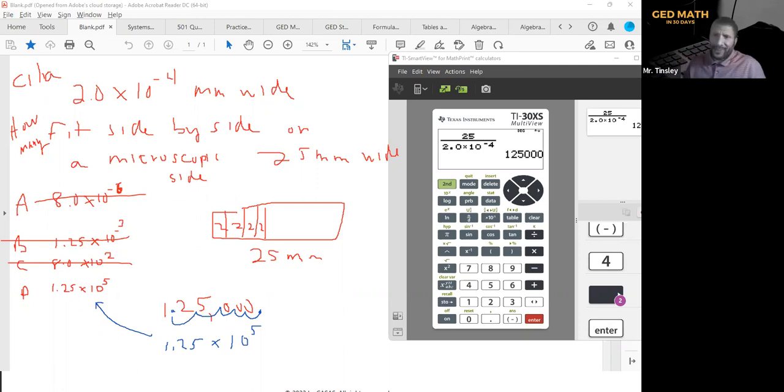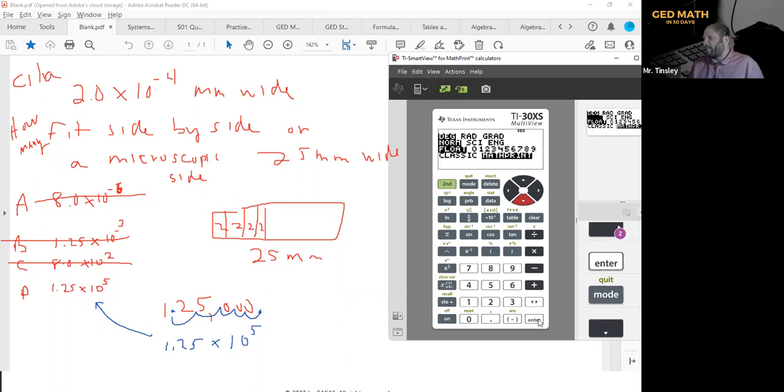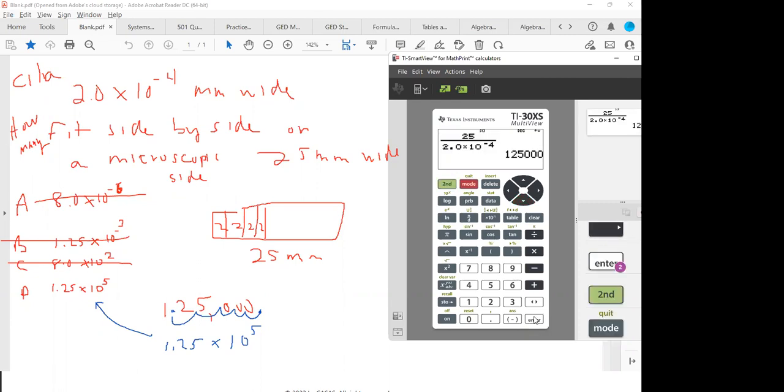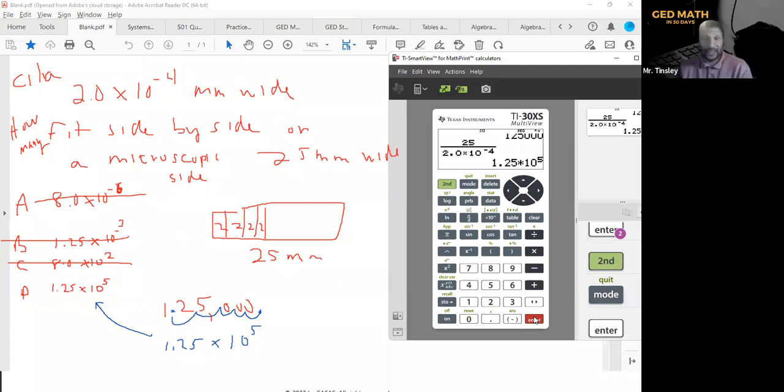Now, the last step is... Mr. Tinsley, I went through his ebook. I know how to do scientific notation. Watch this. Bam, bam, bam, bam, bam, bam, bam. 1.2 times 10 to the negative 5th. Okay. It'll do it for you.